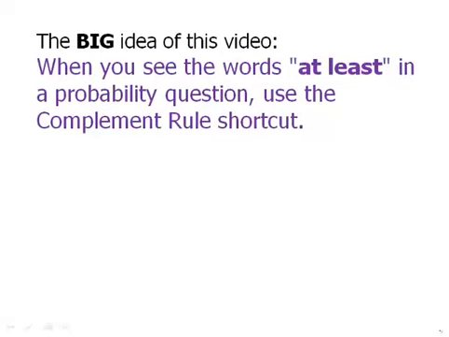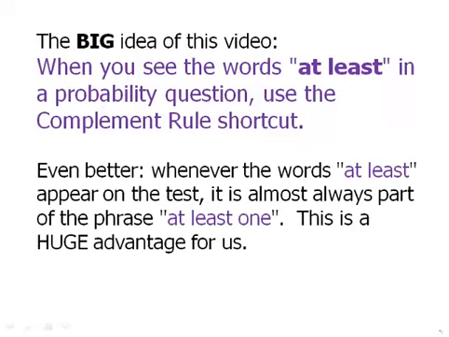Here's the big idea. When you see the words "at least" in a probability question, use the complement rule as a shortcut. Now, in particular, whenever the words "at least" appear on the test, it is almost always part of the phrase "at least one." This is a huge advantage for us. Now, why would this be?